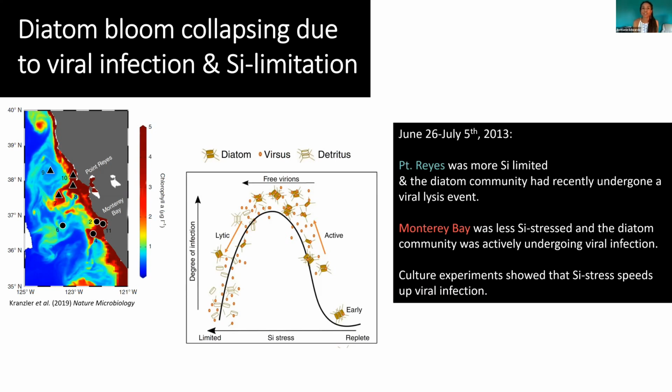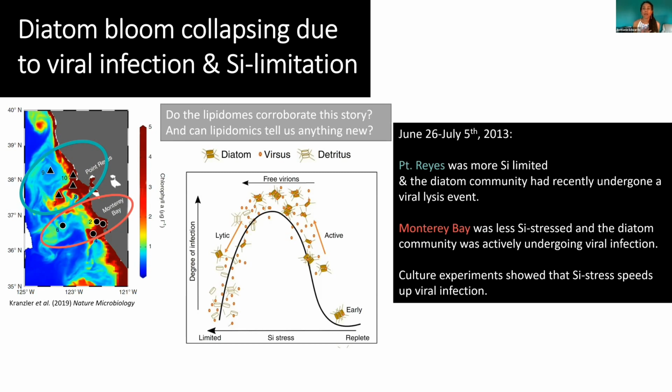In late June and early July, we sampled along the coast of California, starting in Monterey Bay and making our way to Point Reyes. We found that Point Reyes was more silica limited, and the diatom community there had recently undergone a viral lysis event. And we found that in Monterey Bay, the community was less silica stressed, and the diatom community was actively undergoing viral infection, but they hadn't quite lysed yet.